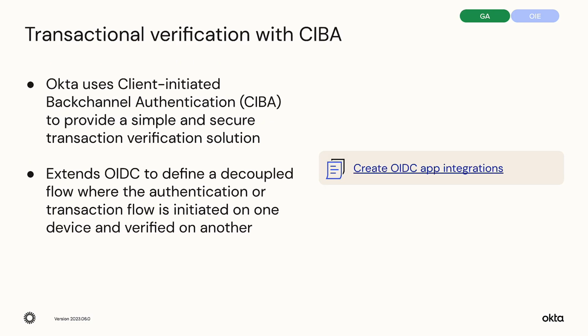Organizations are constantly looking for ways to offer a frictionless user experience without compromising security. It becomes even more challenging when the users try to perform sensitive transactions. Okta uses client-initiated backchannel authentication to provide customers with a simple and secure transaction verification solution. It extends OIDC to define a decoupled flow where the authentication or transaction flow is initiated on one device and verified on another. The device in which the transaction is initiated by the application is called the consumption device, and the device where the user verifies the transaction is called the authentication device.